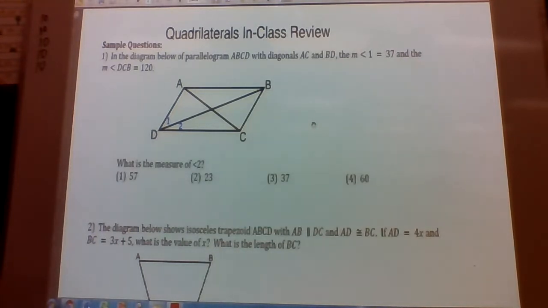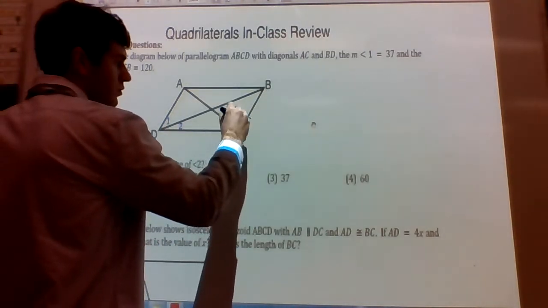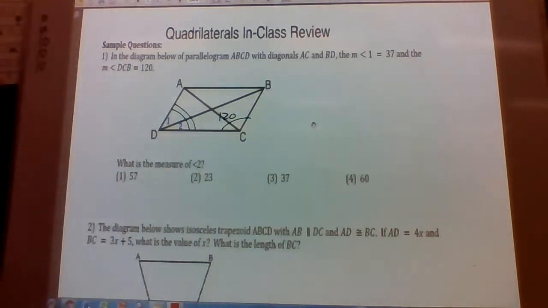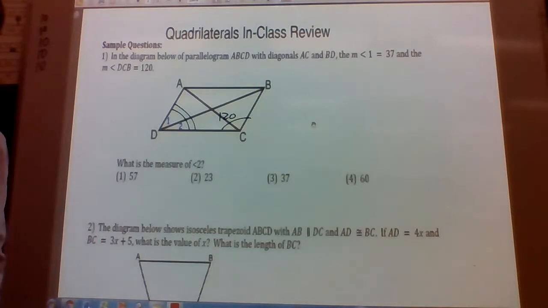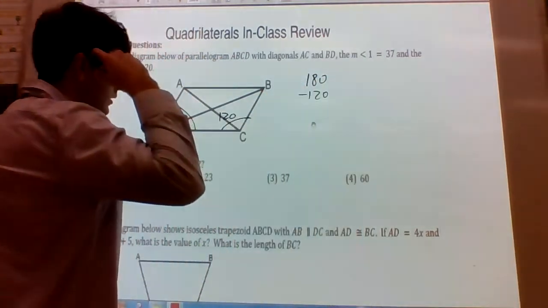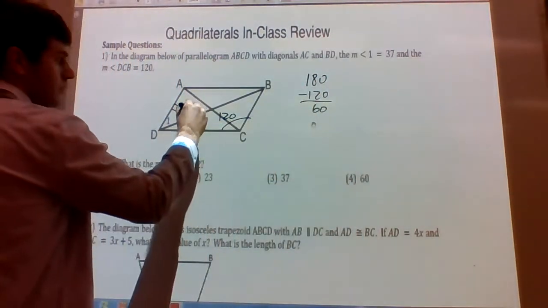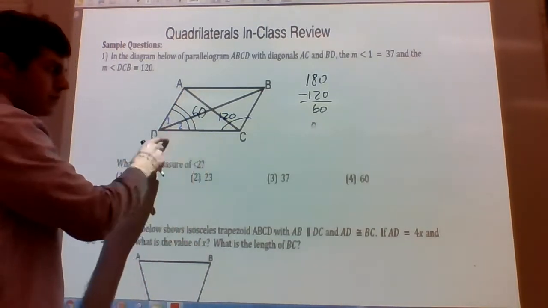So in the diagram below, we have a parallelogram ABCD with diagonals AC and BD. The measure of angle 1 is 37, and the measure of angle DCB is 120. We need to first find the measure of angle ADC. One of the properties of a parallelogram is that the consecutive angles are supplementary. So we have 180 minus 120, which gives us 60. So the measure of angle ADC is 60 because these are supplementary angles.